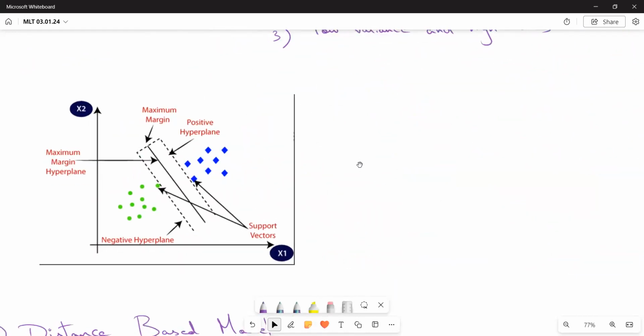Okay, so this one has all these terms: maximum margin, positive hyperplane, and all that, right? What happens here is these geometric linear model concepts are applied to high dimensional spaces. If you're going to work with high dimensional spaces, that is when it is usually prefixed with hyper, okay?